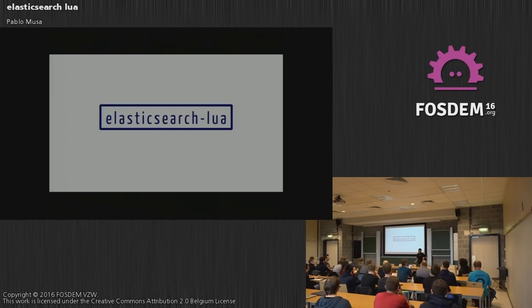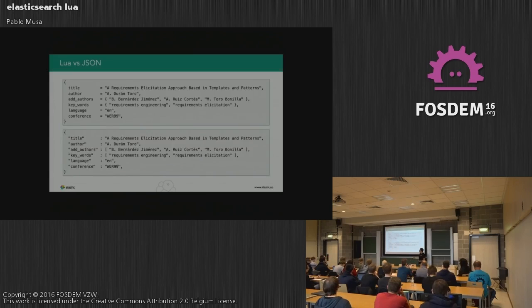So Elasticsearch Lua was created in a Google Summer of Code project together with LabLua and Elastic, as I was at Elastic and I used to be at LabLua. The main thing I started thinking was, okay, we have Lua here and JSON here, and what are the differences? What do we need to do to write one way or send it the other way? Basically, for me, they are very similar as ways of describing documents.